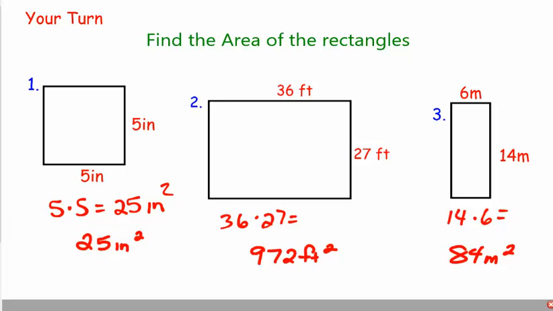All right, check your answers. Again, make sure that your units are there. Now, because we're just multiplying length times width, it doesn't really matter which one you do. That's the commutative property. Width times length doesn't matter. It's just those two different lengths and width there.